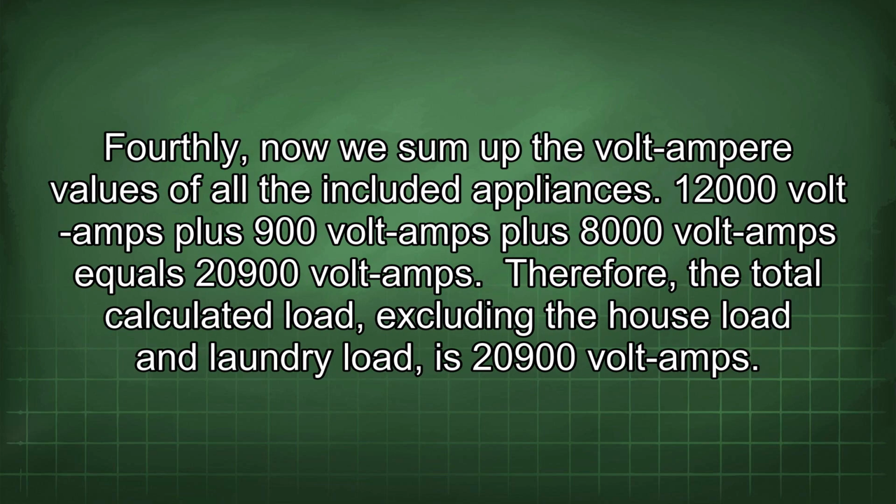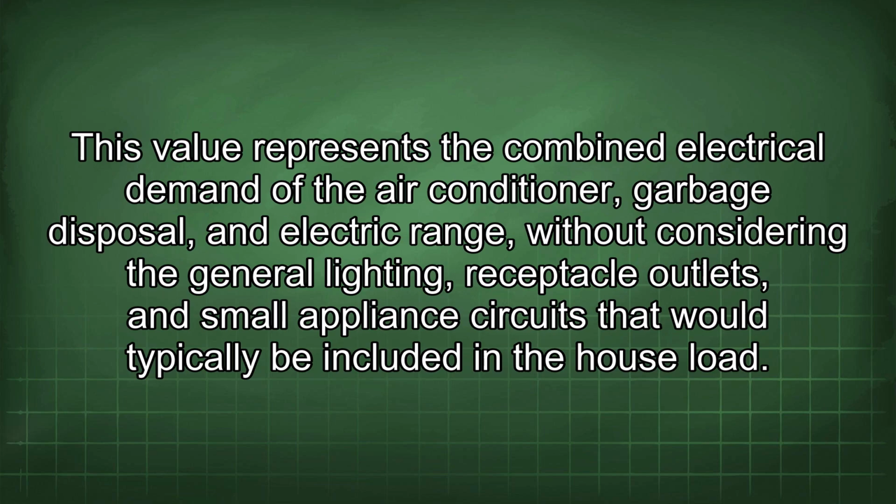Fourthly, now we sum up the volt ampere values of all the included appliances. 12,000 volt amps plus 900 volt amps plus 8,000 volt amps equals 20,900 volt amps. Therefore, the total calculated load, excluding the house load and laundry load, is 20,900 volt amps. This value represents the combined electrical demand of the air conditioner, garbage disposal, and electric range, without considering the general lighting, receptacle outlets, and small appliance circuits that would typically be included in the house load.